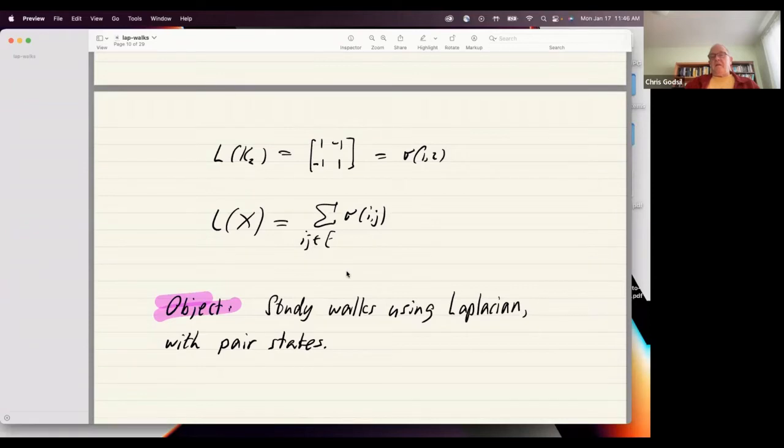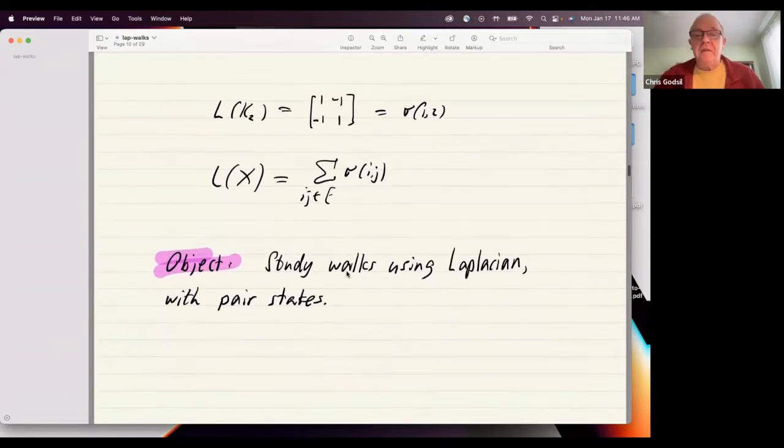The question we started with is that we have a graph, and two edges, E and F, and we're asking, can I get Laplacian transfer from the pair state corresponding to E to the pair state corresponding to F? This seemed a natural extension of the previous work. And that's what I'm going to be talking about for the rest of the morning.